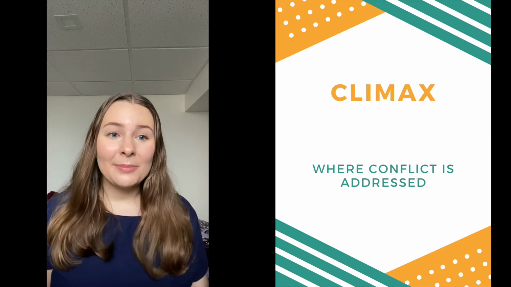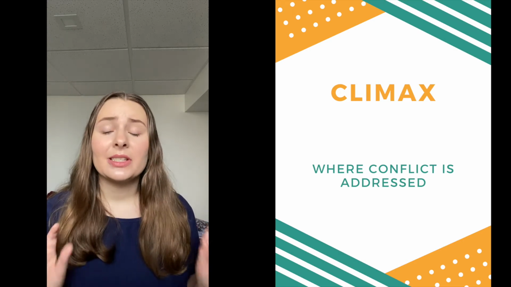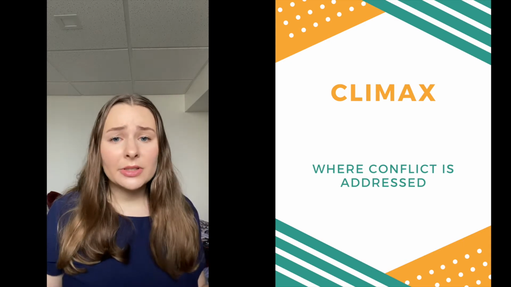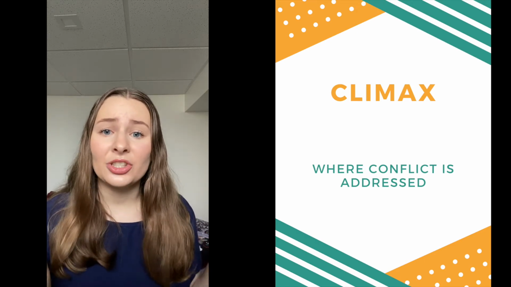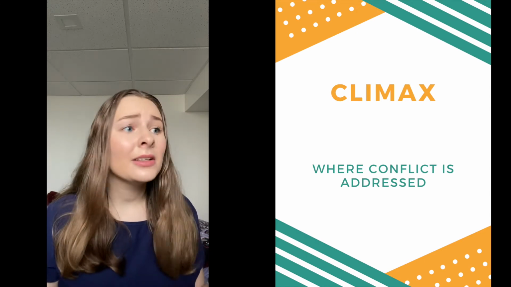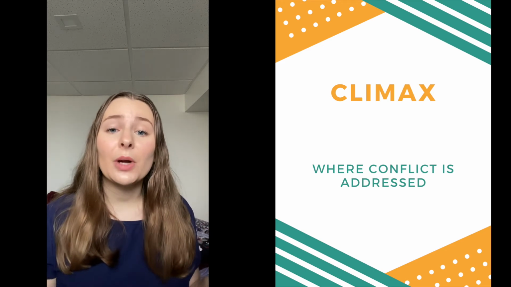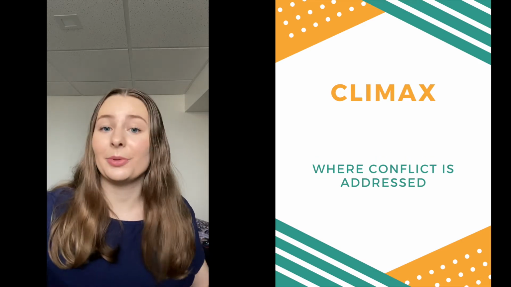Now we have climax, which is where our conflict is being addressed. This is where the story has reached such an important point that a lot of the time it's the point of no return. The characters' lives will never be the same after what happens at this point. There's a lot of tension. The audience doesn't know what's going to happen. For our Cinderella, this is the part where she is at the ball and she's having to run away because her dress and her shoes and her carriage are all turning back to what they were before.